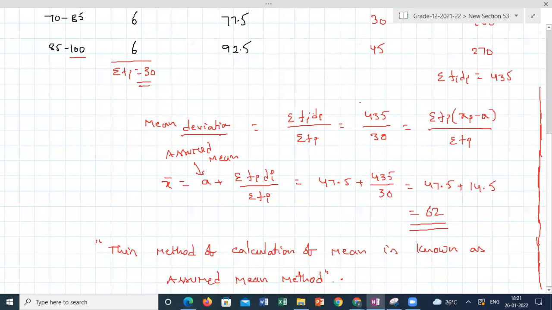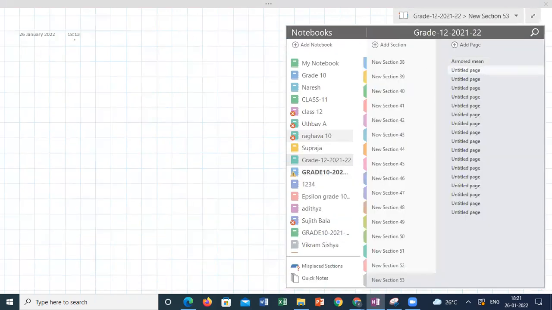We have another method called the step deviation method. Very clearly, I told you, it is not part of the syllabus. There is not much difference: we are decreasing the values. Instead of taking big values, if I take this method, I reduce the values and it is easy to solve. So I'm moving to some exercise questions.